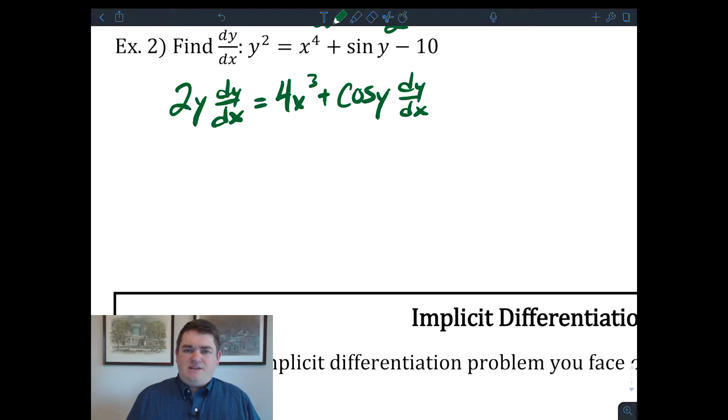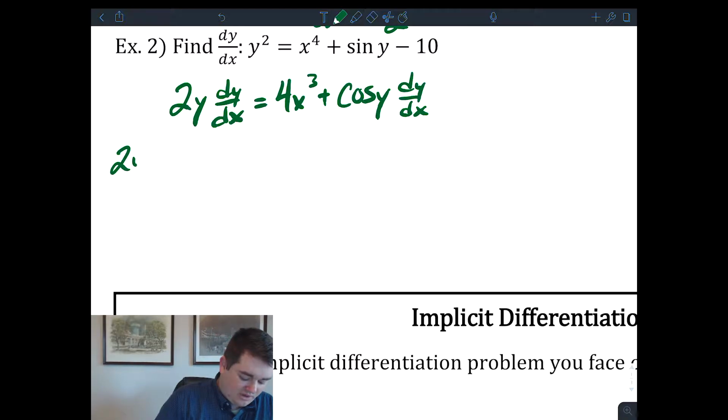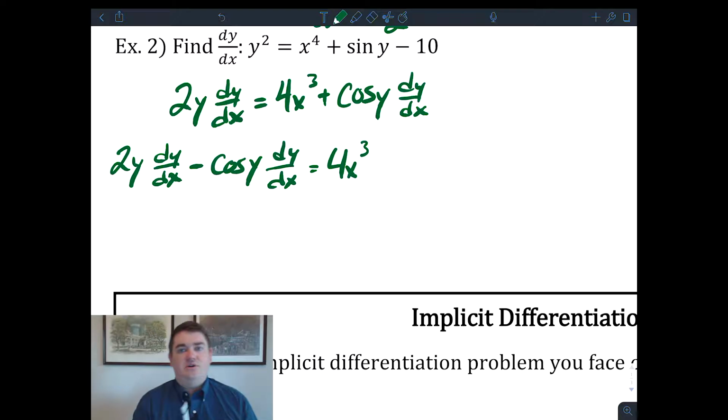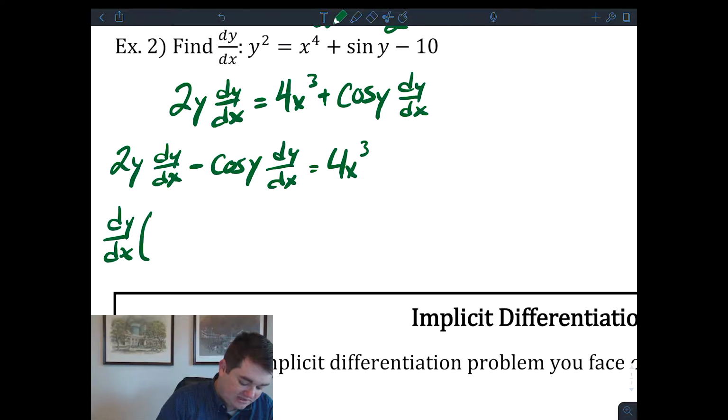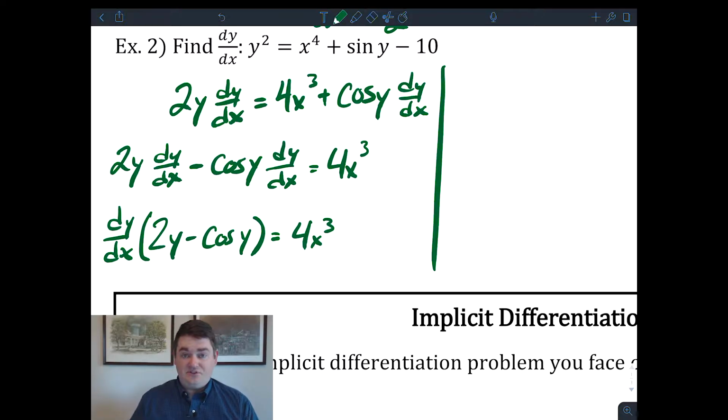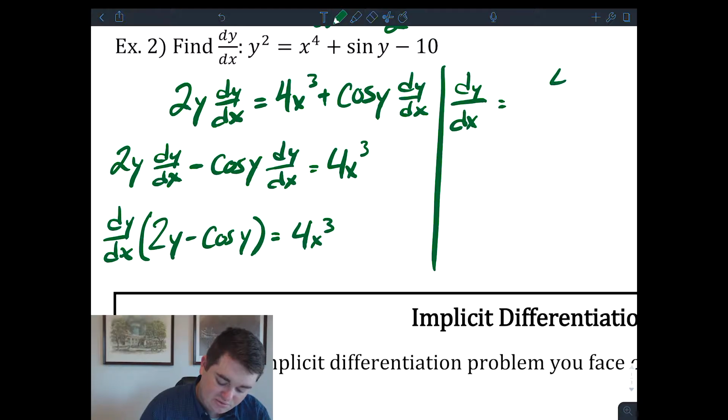And so I want to get dy/dx by itself. So what I'm going to do is take all my dy/dx's and send them to the same side of the equation. So I've got 2y dy/dx minus cosine y dy/dx equals 4x cubed. Now when I look at the left side of my equation, I notice that all of these terms have a dy/dx in common. So I'm going to factor that out, giving me on the left dy/dx times (2y minus cosine y) equals 4x cubed. And then finally, I can divide everything else from the left-hand side to get dy/dx by itself. So dy/dx equals 4x cubed divided by (2y minus cosine y).